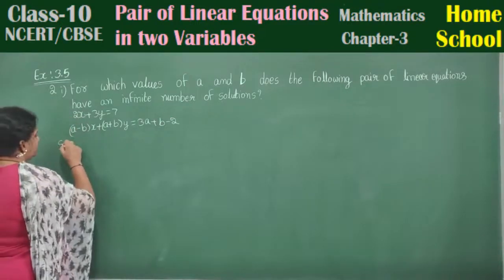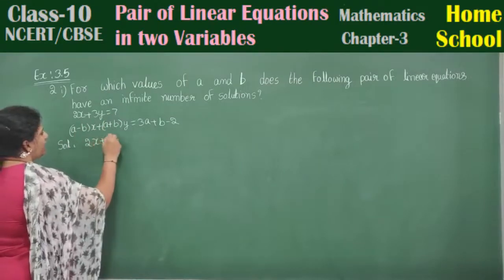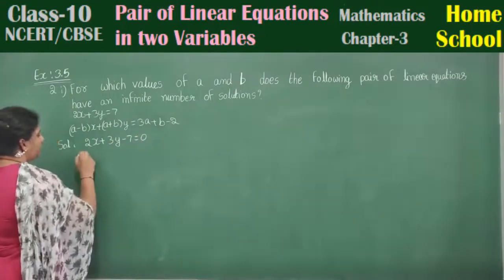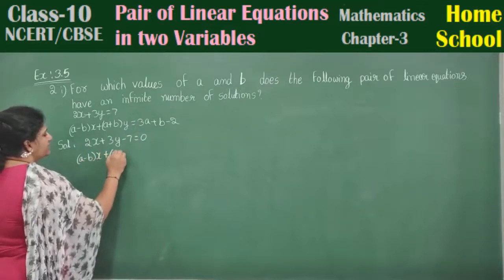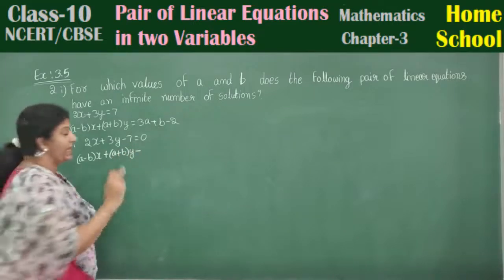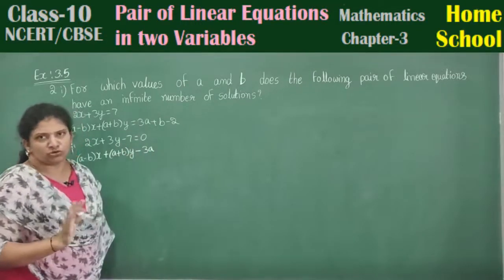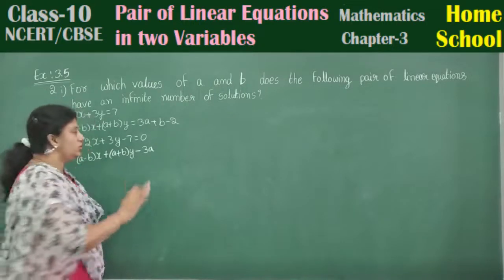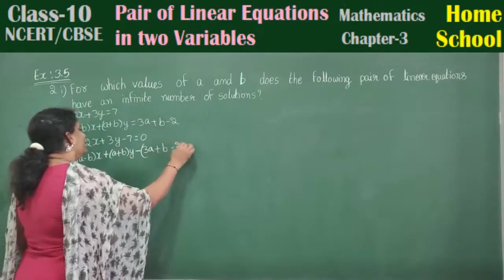Rewrite the equations. This equation, 7, bring this side: 2x plus 3y minus 7 equal to 0. And this equation, (a minus b) into x plus (a plus b) into y minus (3a plus b minus 2). Never try to write like this, minus 3a minus b plus 2, don't write. When this is in a pair of linear equations, you just bring the whole value with a bracket sign. Okay?